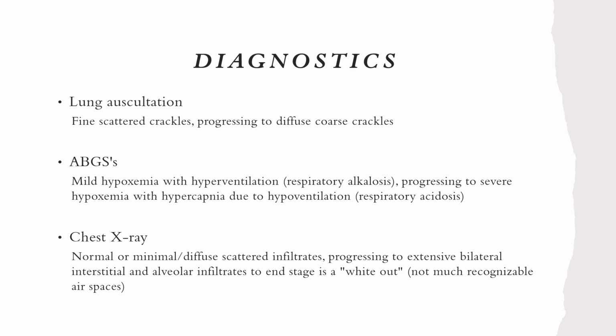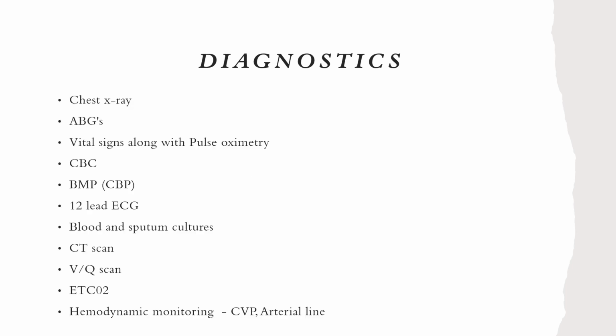And then chest x-rays. At the beginning, we may see more normal or minimal diffuse scattered infiltrates. As the stages progress, that can extend into more bilateral, interstitial infiltrates, alveolar infiltrates, deep in the lung. This is when we sometimes see that complete whiteout of both sides of the lung. There's not much recognizable air space whatsoever.